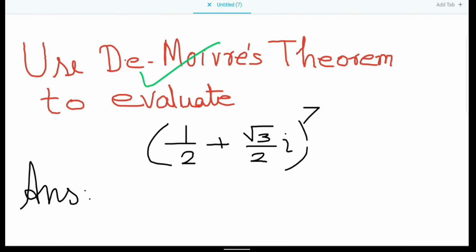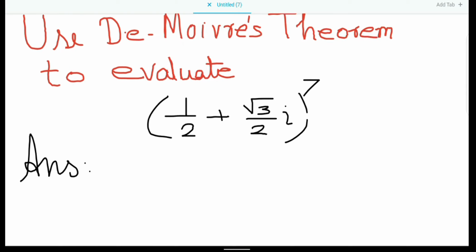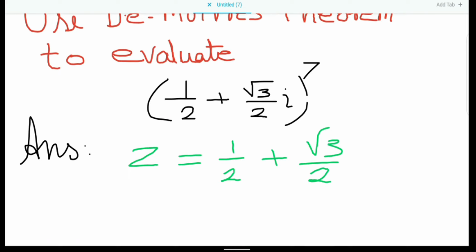Let's apply De Moivre's theorem to evaluate the quantity (1/2 + √3/2 i) to the power 7. For that purpose, we need to write this complex number z = 1/2 + √3/2 i in polar form.